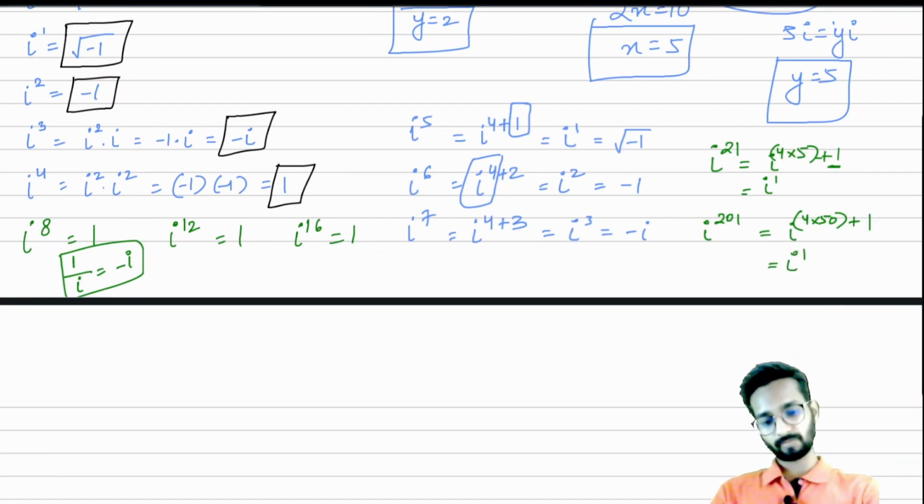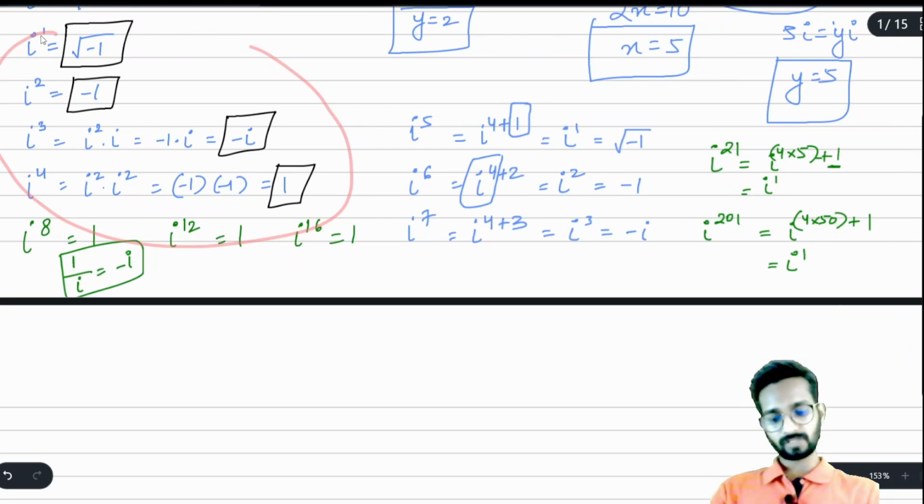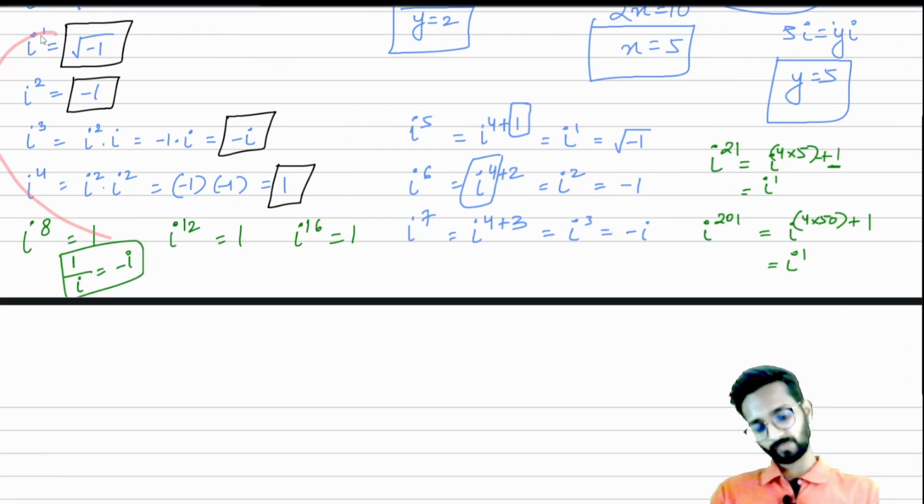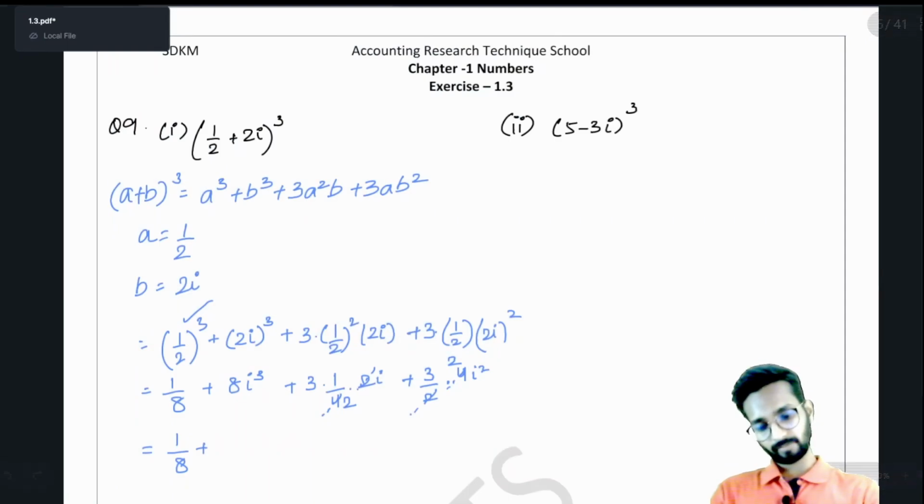The only thing you have to remember is that I is root of -1, then I square is -1, I cube is -I, I power 4 is 1. Now moving back to our question, we were doing question number 9, B part.